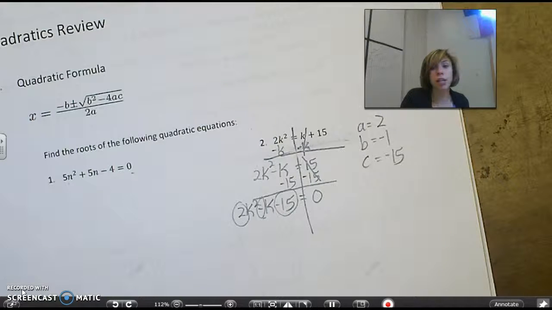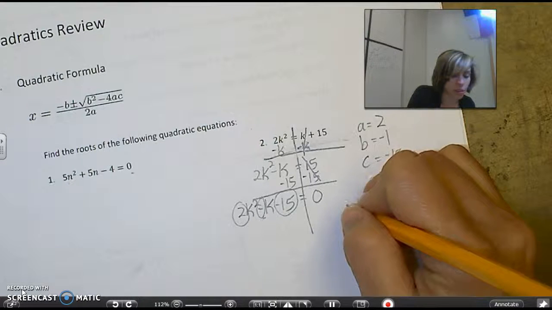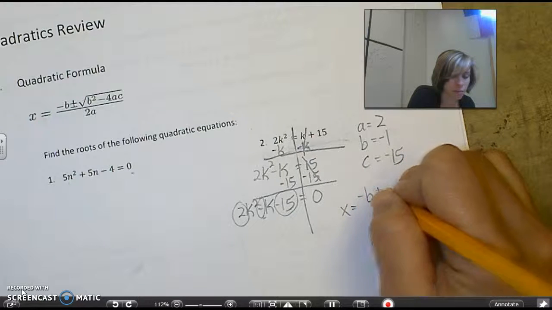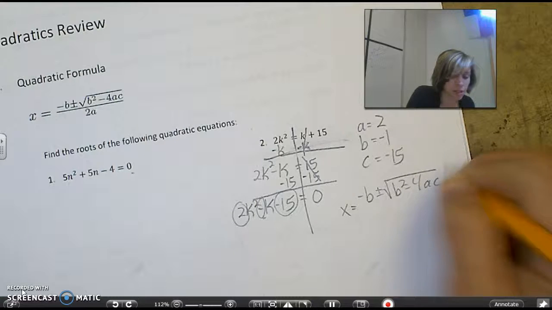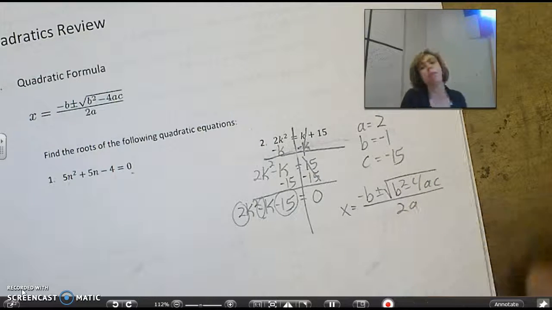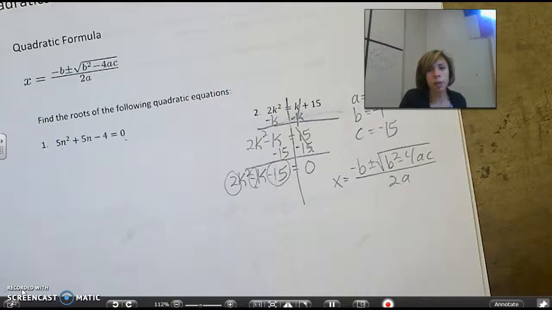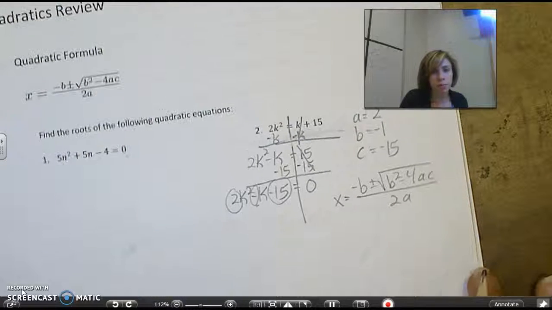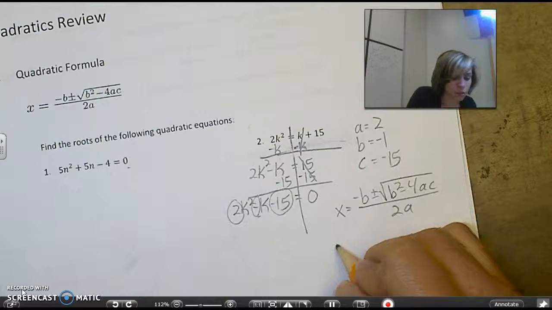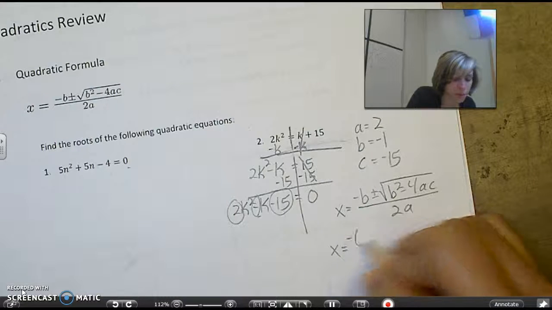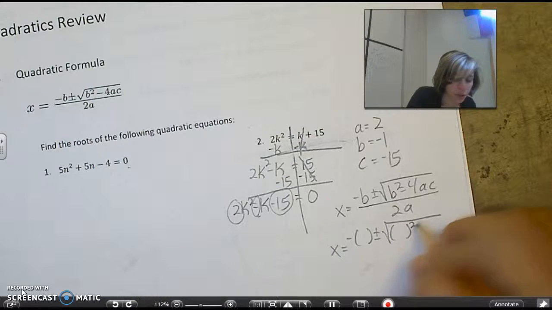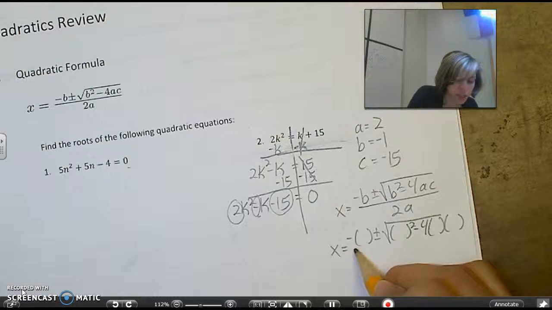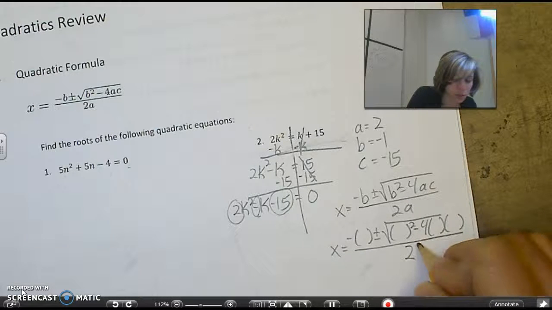So now I'm just going to put that into my formula. So my formula, remember, is x equals negative b plus or minus square root of b squared minus 4ac over 2a. Okay, so I got my formula. I'm just going to plug the numbers in. So I like to put parentheses where my letters are going to go, because what I'm really going to do is put my numbers in for the letters. So this just kind of tells me where I'm putting those numbers.